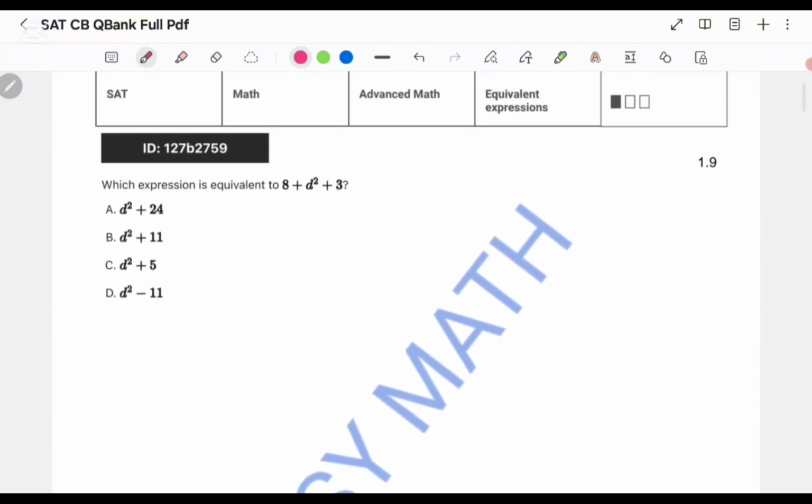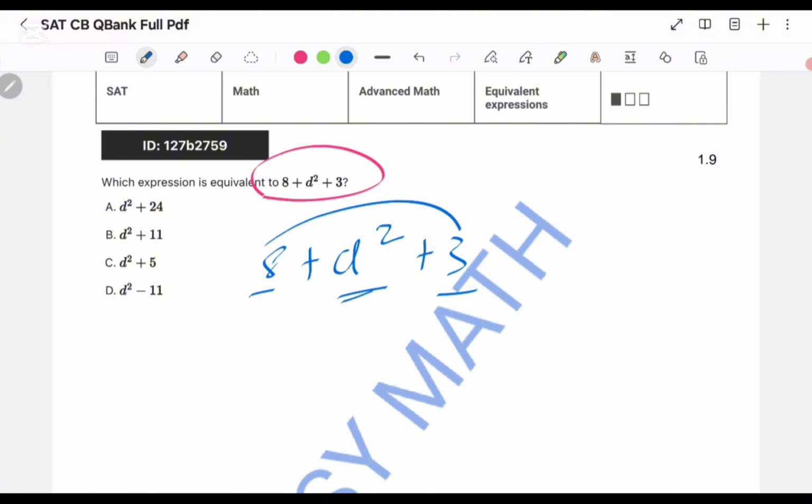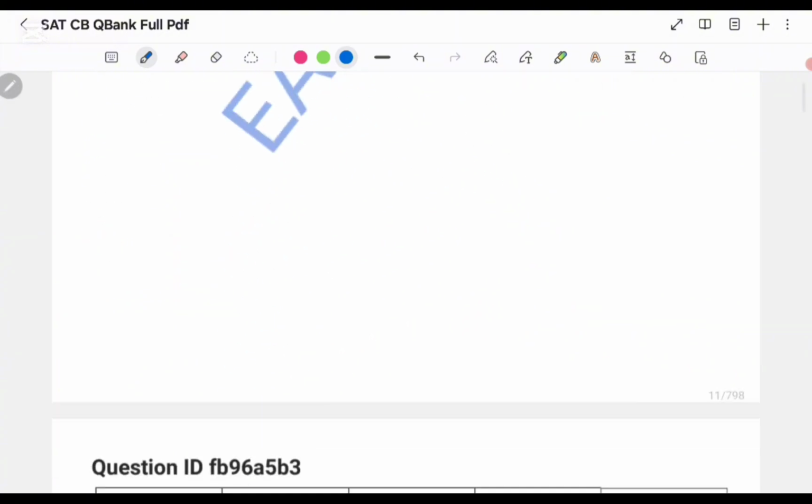All right, moving ahead, we have which expression is equivalent to this. Now here, again, this is one of the easiest things that you could ever get in the exam. So we have here an 8 plus d squared plus 3. This is just testing if you know how to join the like terms or not. Like terms here are the constants basically, because you cannot join the constants with a variable. So 8 plus 3, yeah, you don't have to use your hands in this one. If you ever think that you are not sure, go ahead and use your calculator. So 8 plus 3 is going to be 11. So we have d squared plus 11, which is choice number B.